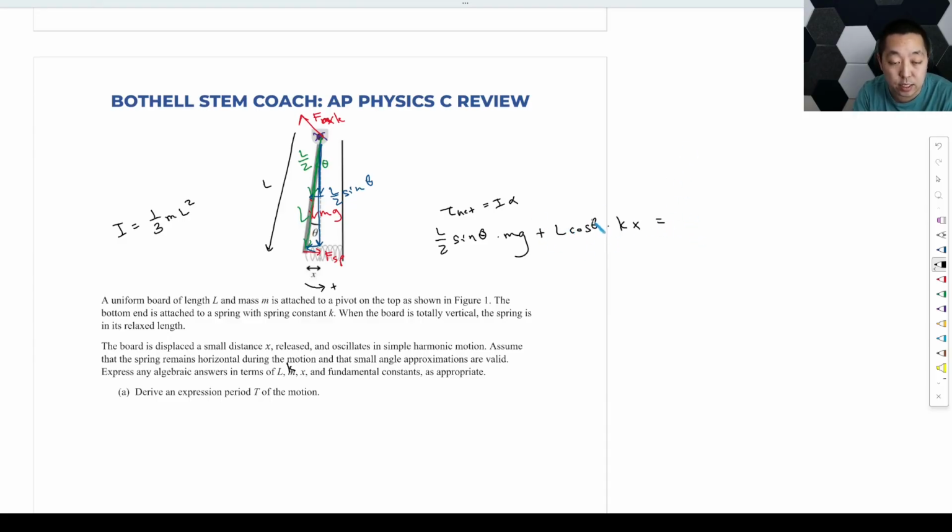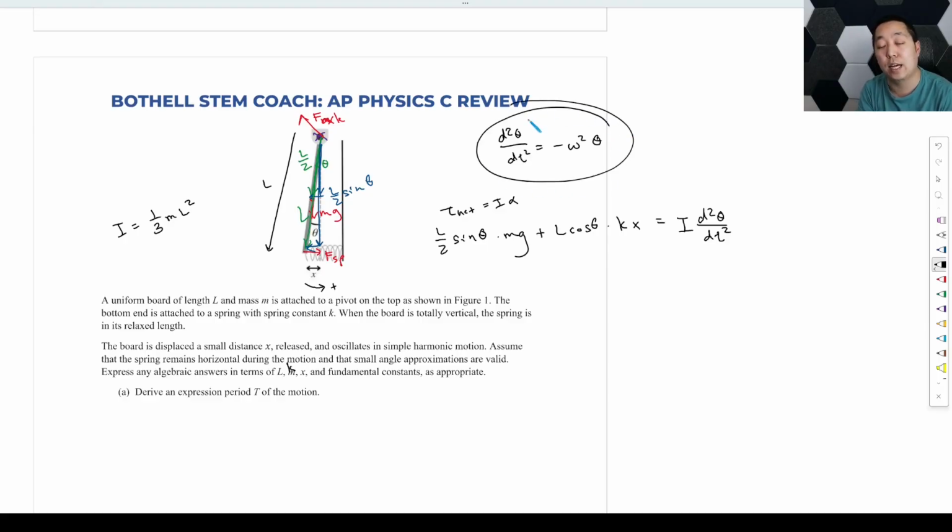Now, technically these thetas are negative because we've displaced it in the negative direction, and we're making everything positive. But this is going to be I times the second derivative of theta. That's our general setup. We have to make it look like negative omega squared theta. This is our goal, to make the equation look like that, because that's how we are going to figure out the period. Now, we're going to use small angle approximations.